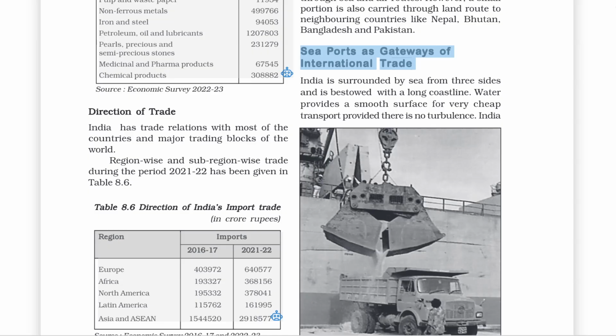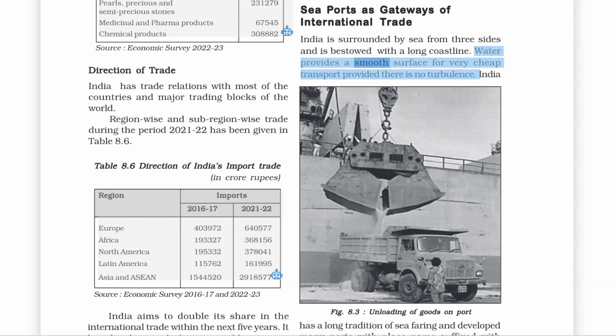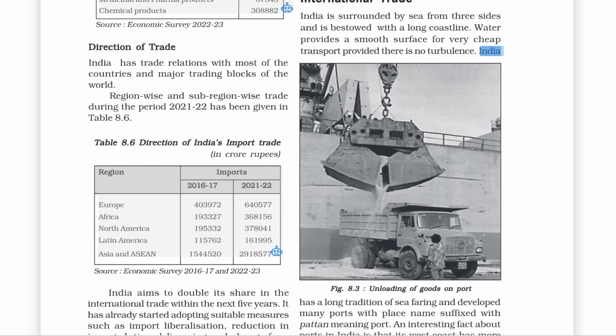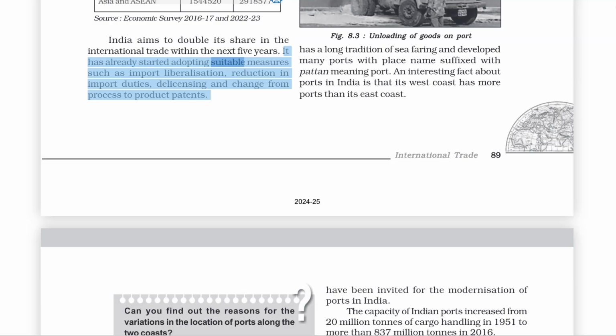India is surrounded by sea from 3 sides and is bestowed with a long coastline. Water provides a smooth surface for very cheap transport provided there is no turbulence. India aims to double its share in international trade within the next 5 years. It has already started adopting suitable measures such as import liberalization, reduction in import duties, delicensing and change from process to product patents.